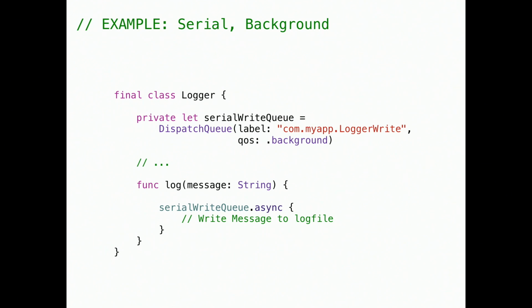So we don't have to tell the queue that it's serial when we instantiate it. That's the default. And then we're going to use this queue inside of a log function that we're going to expose on our class. So it's going to take in a message, and then it's going to dispatch asynchronously on our serial queue. And in that block, we would do the work of actually writing the message out to the log file. Now, one thing to notice here is that we've chosen to dispatch asynchronously on our serial write queue.